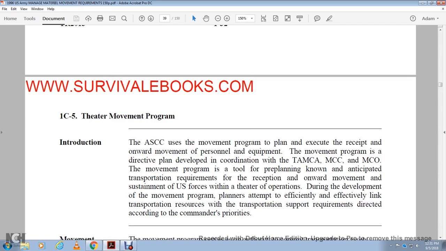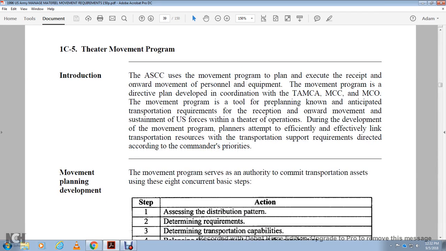Alright, IC5, Theater Movement Program. The ASCC executes the movement program plan for the reception and onward movement of personnel, directed by the Theater Army Movement Control Agency, the MCC, and MC over the movement program. The tool for planning is the known anticipated transportation requirement of reception and onward movement to sustain the U.S. force for theater operations. During development, movement program planners ensure efficient, effective linking of transportation resources to supporting requirements directly according to the commander's priority list.